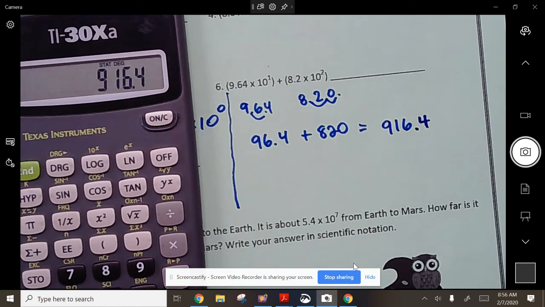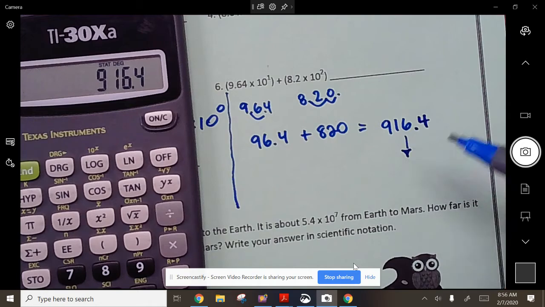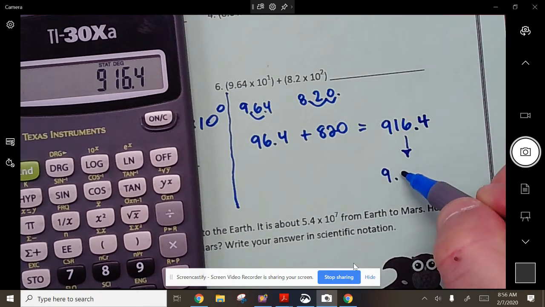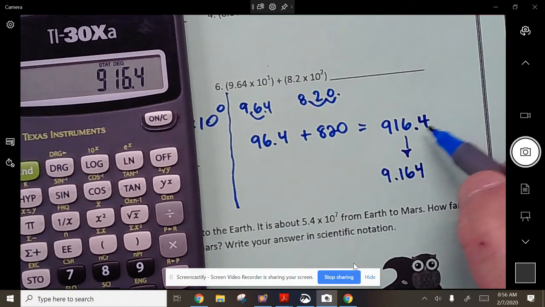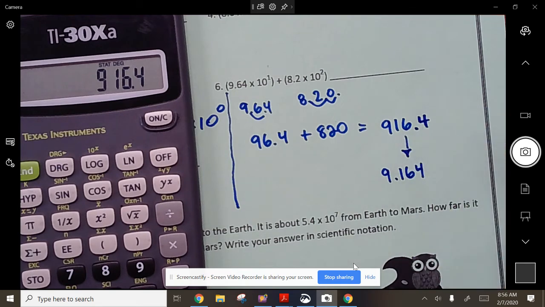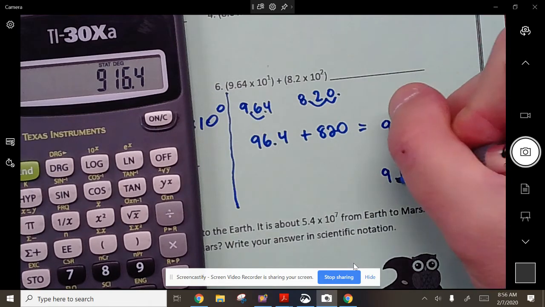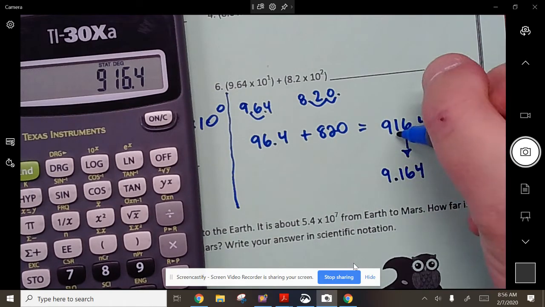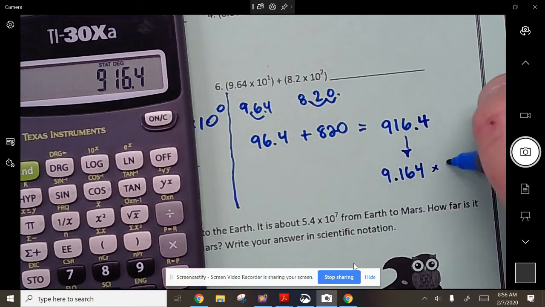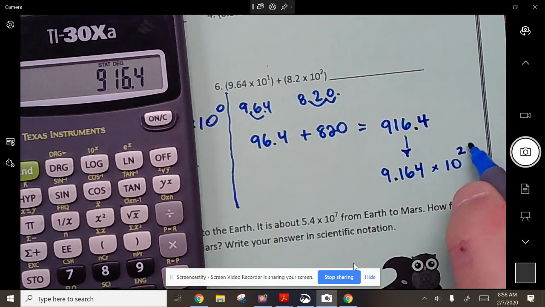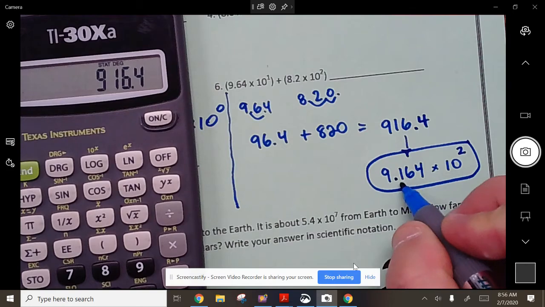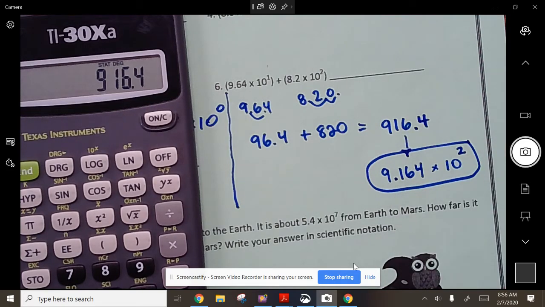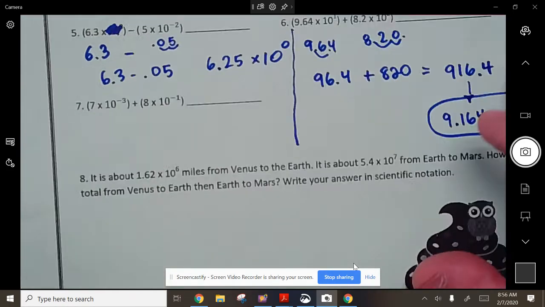Okay. Now, is this in proper scientific notation? No. You're going to put 9.164. Look what I did there. I moved it over here. This one's a little tricky, but it was here. We moved it here. So really, how many spots did it go? 1, 2. So it's going to be times 10 to the second, right? To make that true. And you can always check your work. If you were to get this answer and you're good at converting this, you move it over twice, do you actually get this number? Then you're good to go. Okay? All right, number 7.